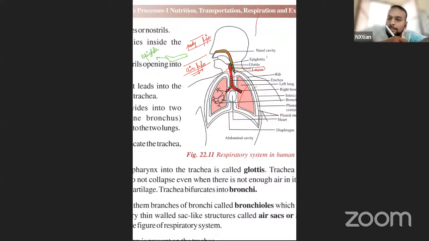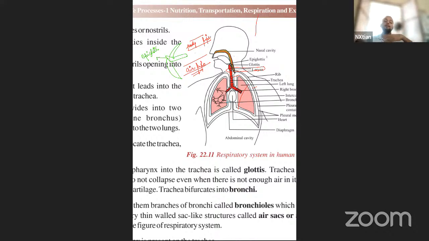Now, what is the role of the epiglottis? When we are swallowing the food, it will cover the windpipe part, so we can't breathe during that. And when we are breathing, it will cover the food part. Understood? So it is like this. This is the flap. Like the windpipe is there, then it will close the food pipe part.